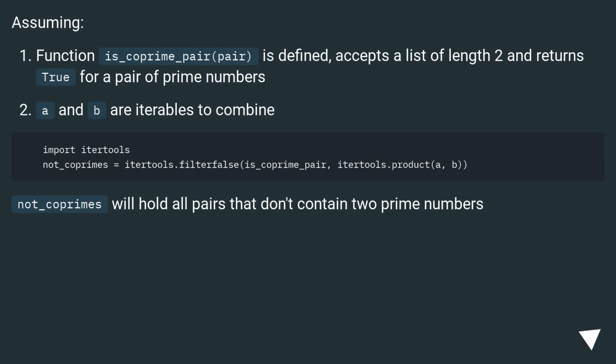Assuming function is_coprime_pair is defined, accepts a list of length 2 and returns true for a pair of prime numbers, A and B are iterables to combine. not_coprimes will hold all pairs that don't contain two prime numbers.